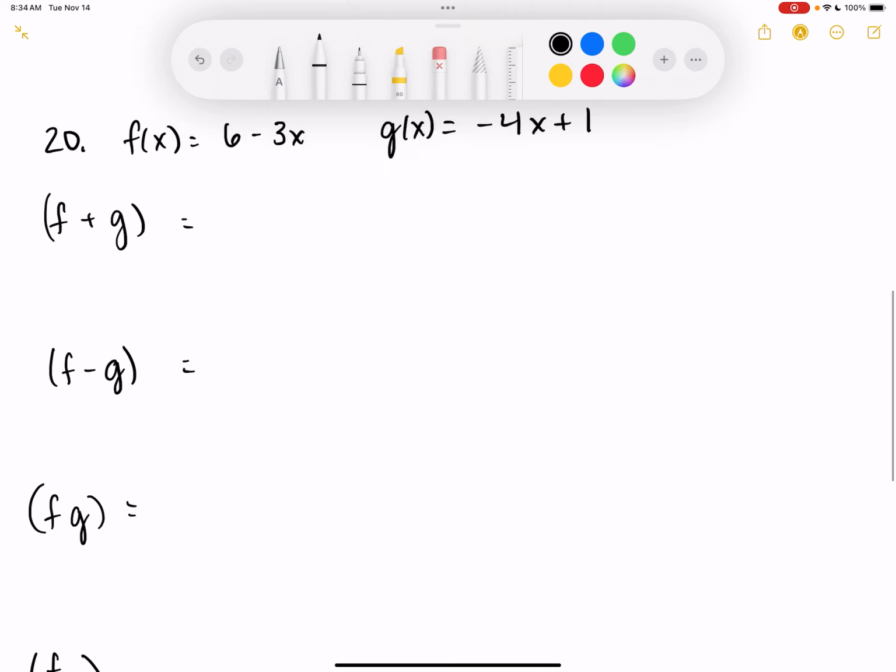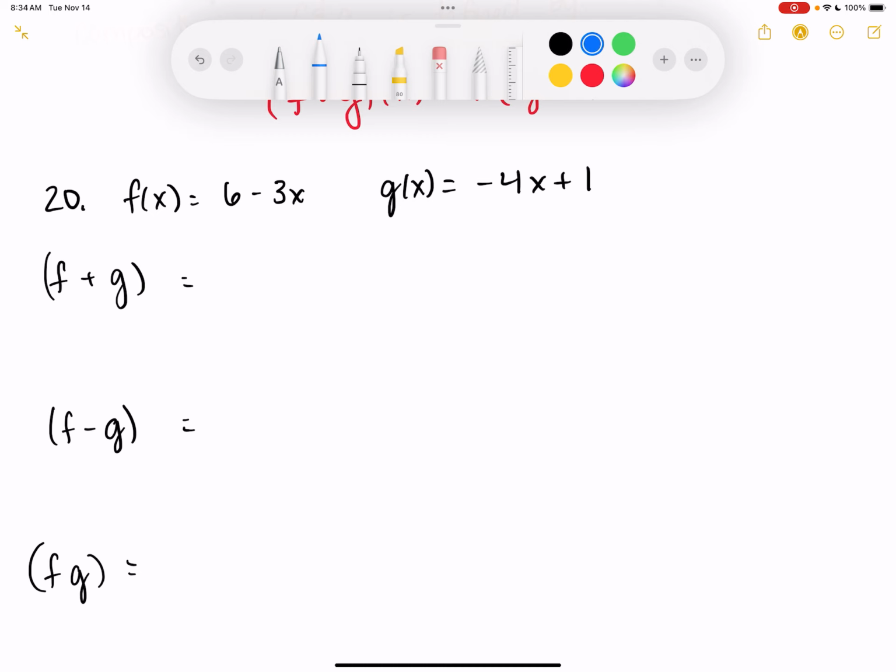So to start with, we just combine the two together. So we've got 6 minus 3x minus 4x plus 1. And then we just need to get like terms together. So we have negative 7x plus 7.